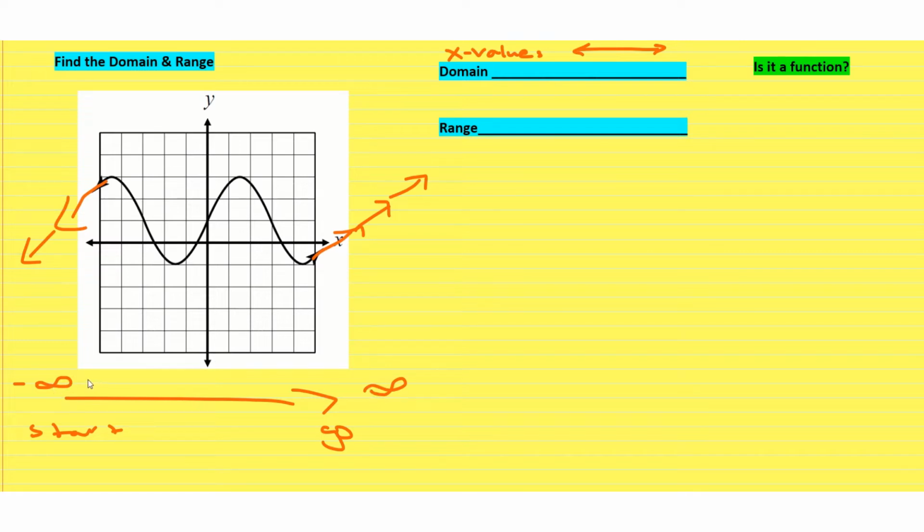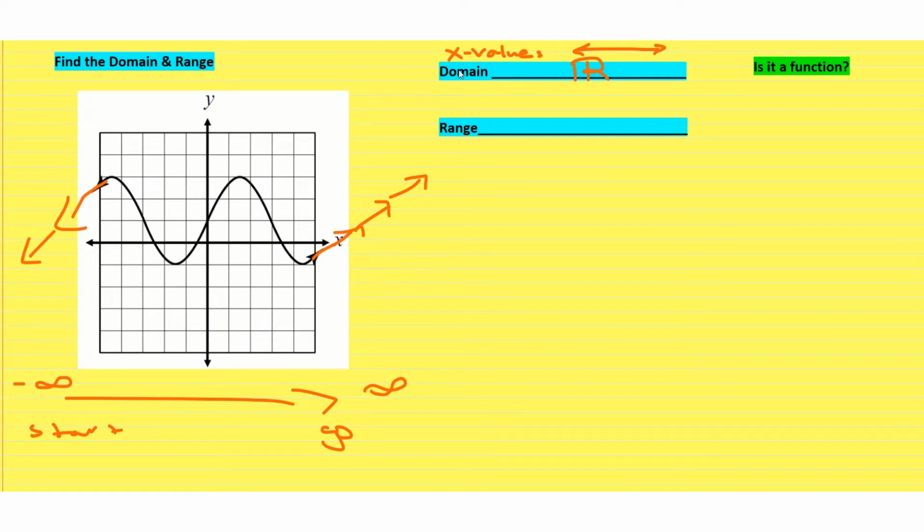So what are the numbers that are included between negative infinity and positive infinity? Well, that would be all real numbers. So we can actually just use this symbol right here to represent all real numbers. Okay, so that is our domain. The x values start from negative infinity, and from left to right, go to positive infinity.